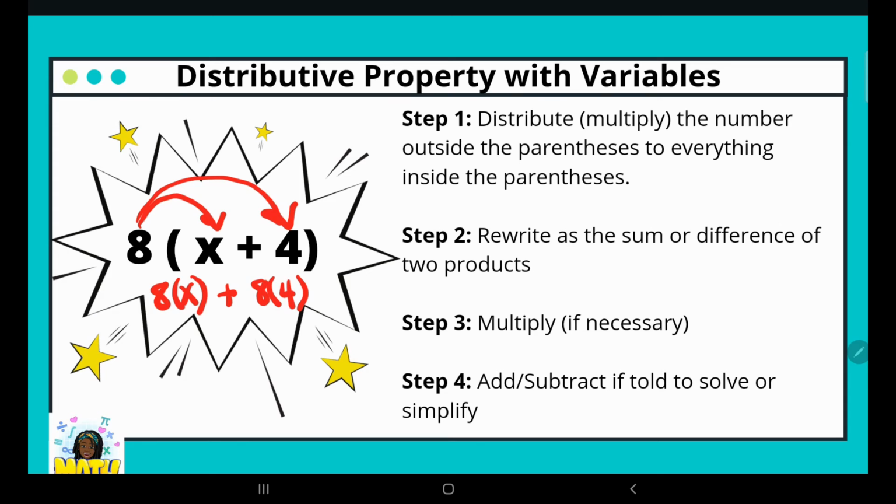Then step 3, if it asks us to multiply, then you want to go ahead and do that. So 8 times x is just going to be 8x. I can get rid of that parentheses. 8 times 4 is 32. Now I cannot simplify this any further. These are unlike terms. There's a variable here, and this is just a constant. I cannot combine those two terms. So this would be my final answer.